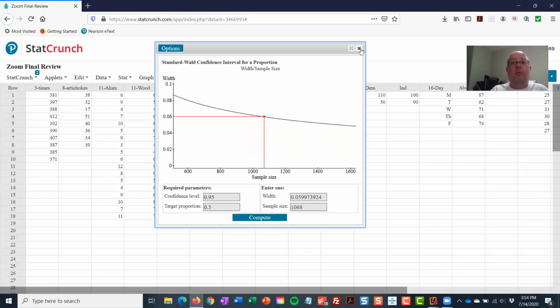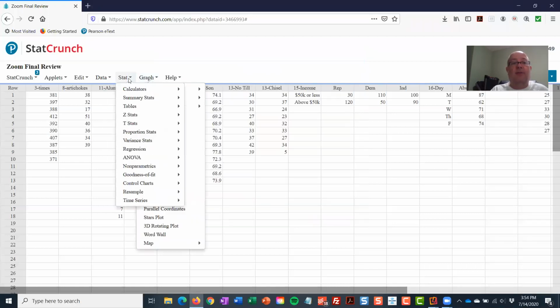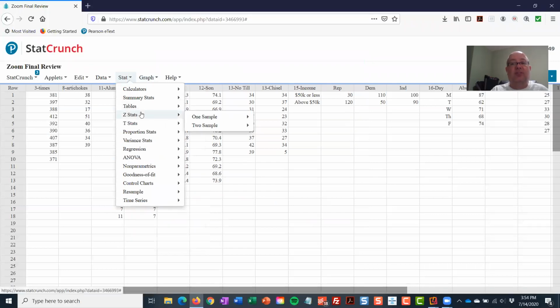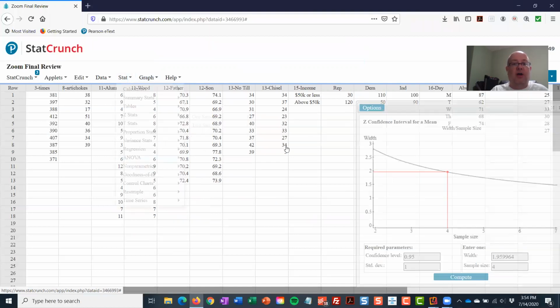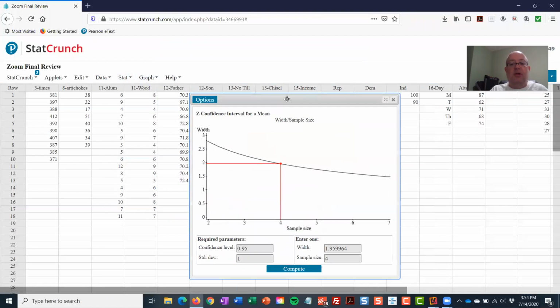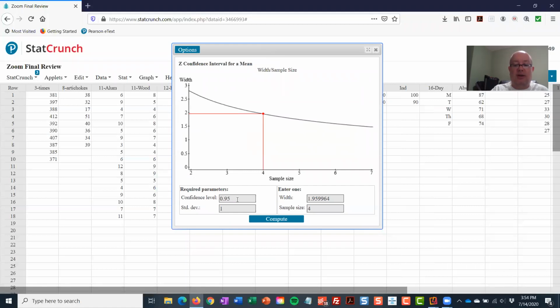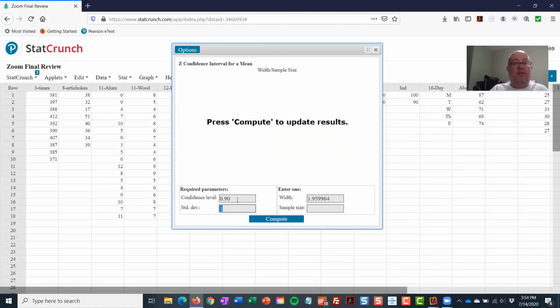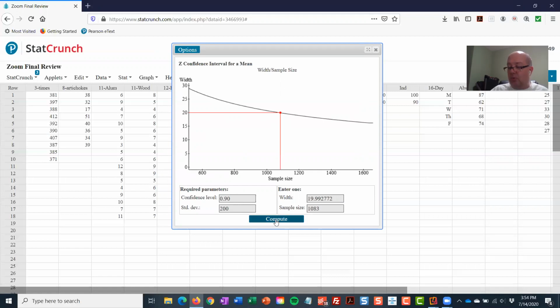Now for the other problem involving the mean, that is under Stat, Z-stats. This is the only time we use Z-stats in this course. 1 sample, Width, Sample size. The confidence level this time was 0.90 for 90%. The standard deviation we were given as 200, and the width, 2 times 10, was 20. Press compute, and we get 1,083.